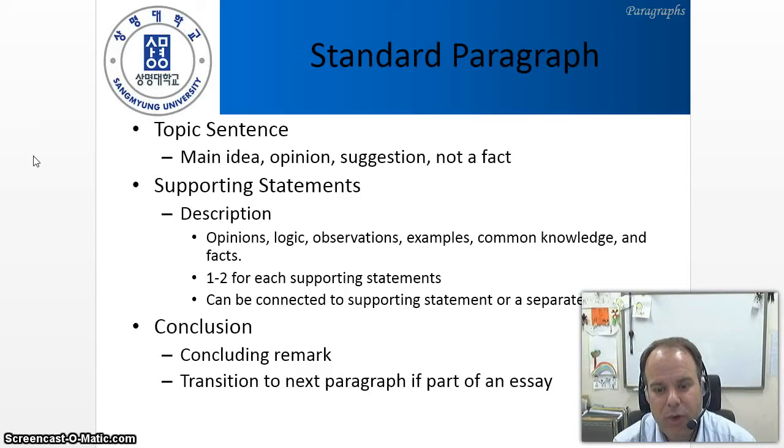Lastly, you're going to have a conclusion. Now, not every paragraph is going to have a conclusion, but many do, especially standalone paragraphs, the independent, one paragraph. The conclusion will often be something like a concluding remark or a transition to the next paragraph if it's part of an essay or multiple paragraphs that are put together. And I'll talk about what kind of concluding remarks we use a little bit later.